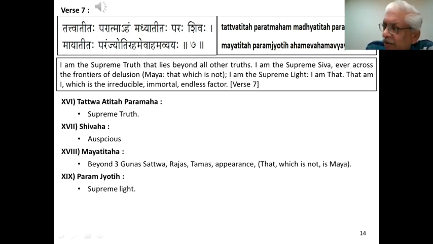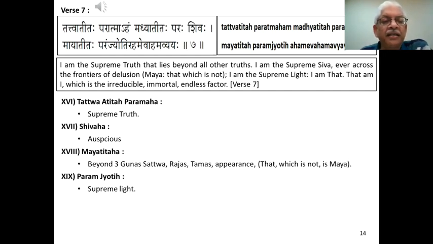Maya titaha. Maya is a very, very difficult principle to understand. The entire chapter 14 of the Gita is on this Maya principle. Maya is made up of three gunas: Sattva, Rajas, and Tamas. These three gunas give the appearance aspect in the universe. The definition of Maya is that which is not is Maya. That means an appearance. That which is an appearance is called Maya.